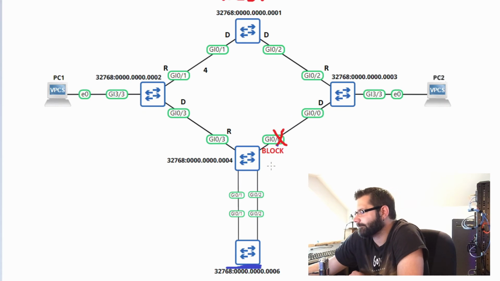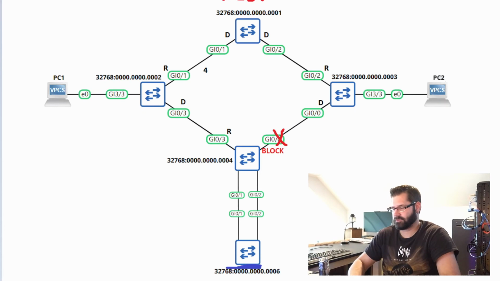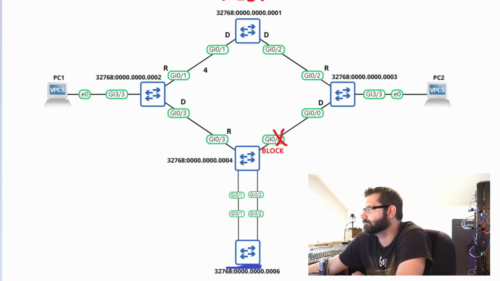So we look at the switch that it's connected to, lowest interface. The lowest interface is gig 0/1. And that would make gig 0/1 on this switch the root port. So we've got our root port there, and now we need to determine what port is designated.